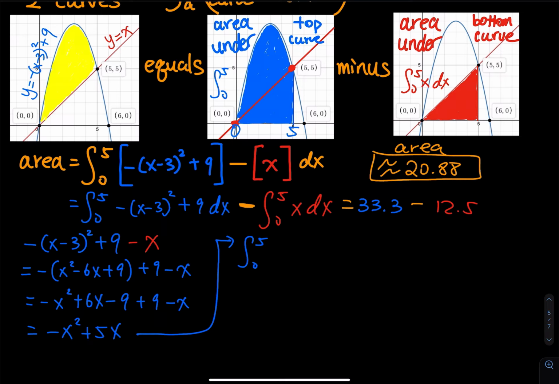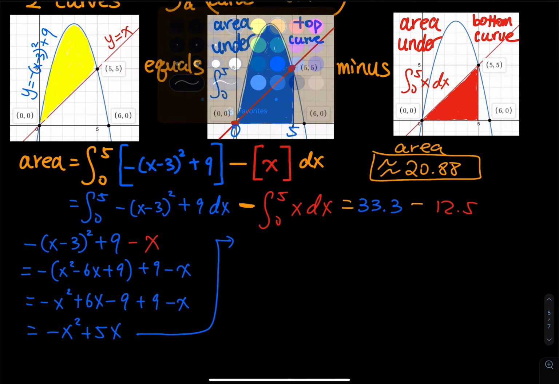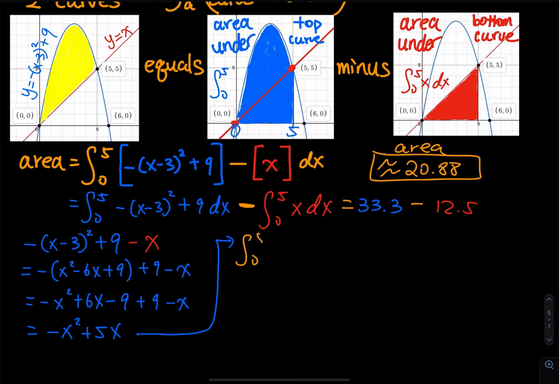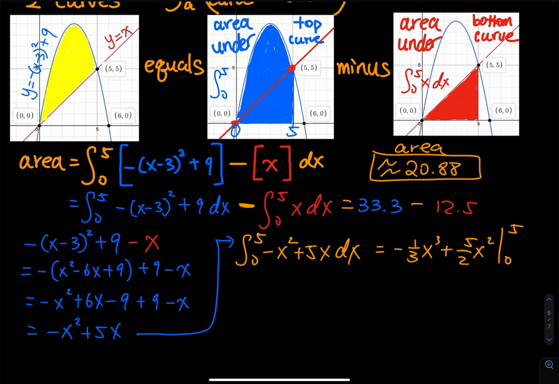Actually, you know what? That looks like I am working on the blue area, so I'm going to change my color back to orange. So this is the integral from 0 to 5 of negative x squared plus 5x dx. What do I get? I have negative 1/3 x to the third, plus 5 x squared divided by 2, from 0 to 5. For this, if you take the derivative, you can simply get back to the integrand. Plug in 5, plug in 0.